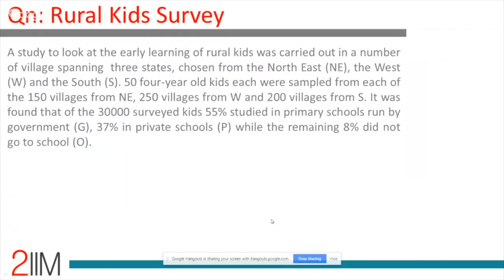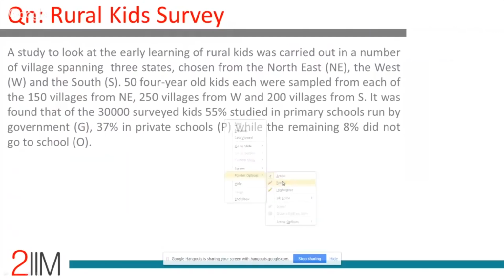A study to look at the early learning of rural kids was carried out in a number of villages spanning 3 states, chosen from the northeast, the west, and the south. 50 4-year-old kids each were sampled from each of the 150 villages from the northeast, 250 villages from the west, and 200 villages from the south. And the number here is very interesting.